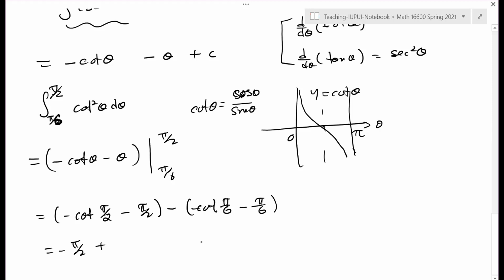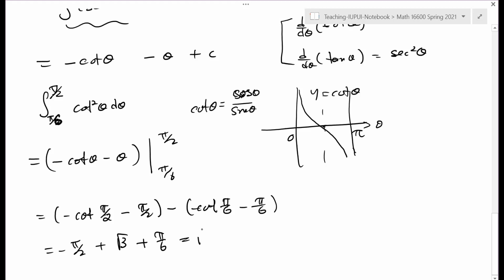Cotangent pi over 6, I think it is going to be square root 3, because it's cosine pi over 6 divided by sine pi over 6. And that's only how I remember it. So that should be square root of 3. And then plus, it's positive, negative, positive, okay?